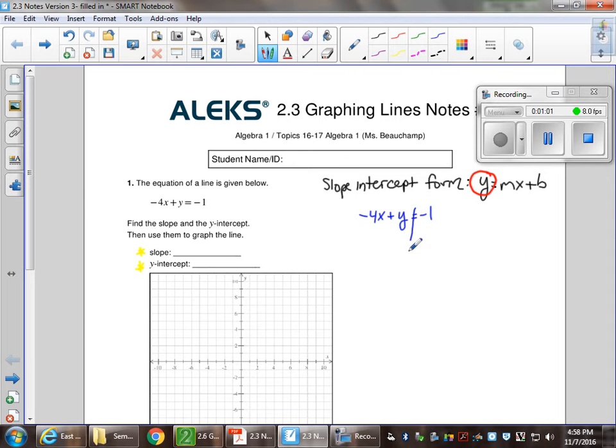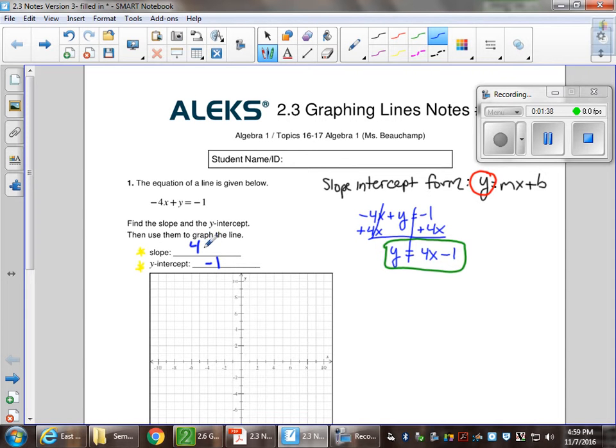Now on your assignment, please beware of easy mental math mistakes. For example, negative 4x can't just move. I need to use the inverse operation, addition. Those cancel. Y equals 4x minus 1. Now, this is in a form where I can easily identify my slope and my y-intercept. My slope is 4. My y-intercept is negative 1.